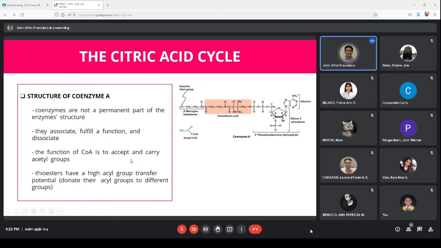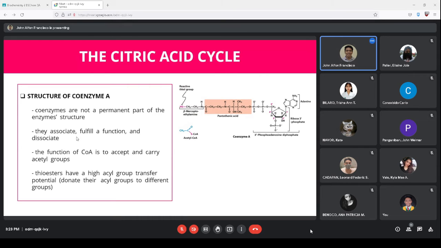This is the structure of coenzyme A. So si coenzyme A, yung mga coenzymes na ginagamit natin, they are not a permanent part of the enzymes. They are just nagpa-participate lang sila para mapabilis yung reaction within the system. They associate, fulfill a function, and dissociate. So bumabalik sila sa dati nilang form. They just participate para mas ma-activate, parang ganun, or mas mapabilis yung reaction, or kaya nag-carry sila ng specific product from the reaction.